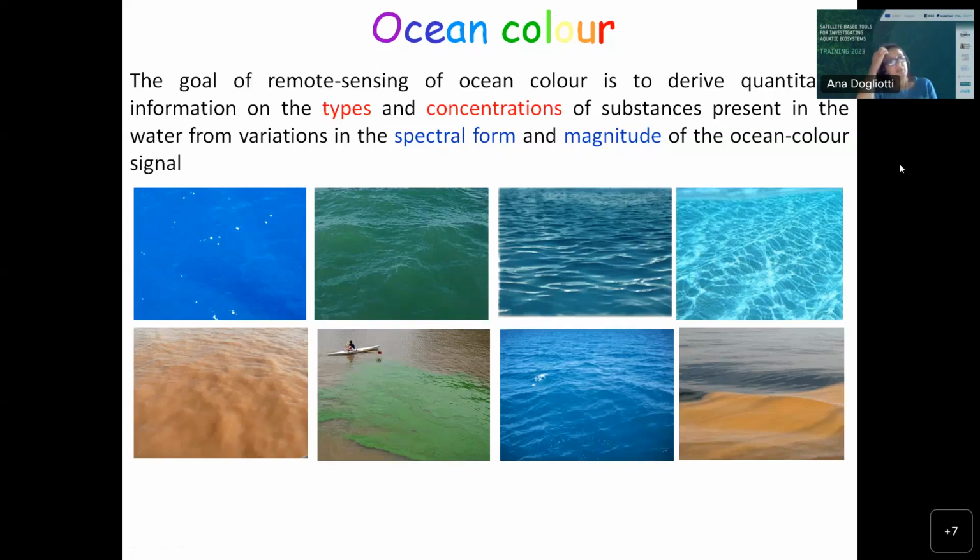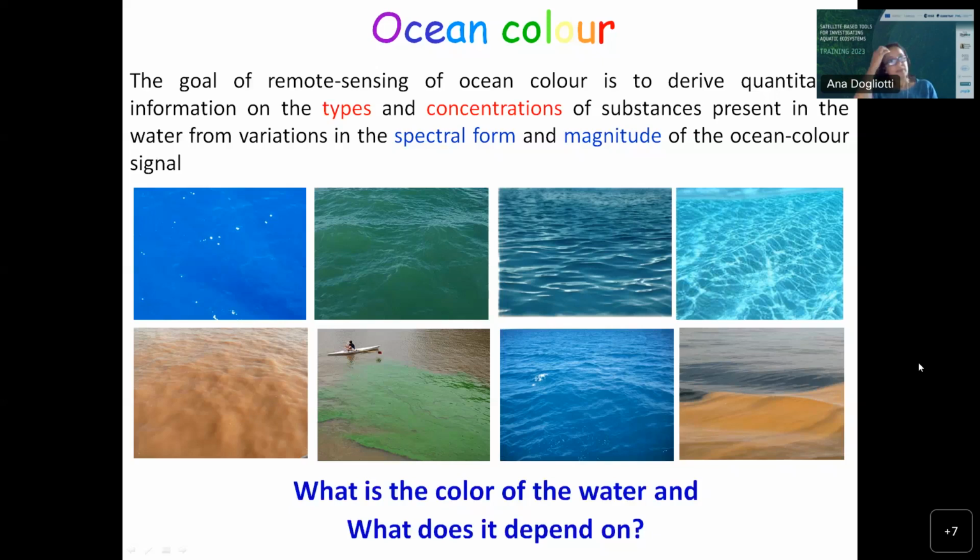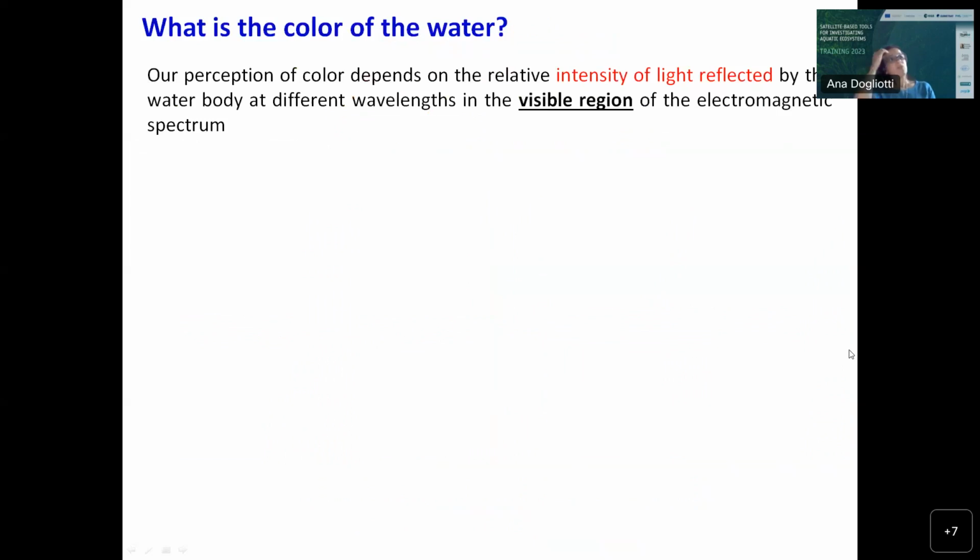So basically what we see is that the water can have different colors. You have probably been seeing that. We can see very blue, very brown, and green waters. So basically the question here is, what is the color of the water and what does this depend on? So going to the first question, what's the color of the water?